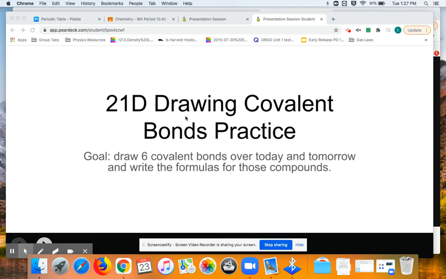Hello, this is going over 21-day drawing covalent bond practice. Our goal is to draw 6 covalent bonds over today and tomorrow and write the formulas for those compounds.